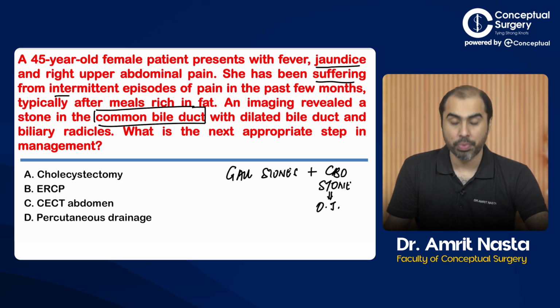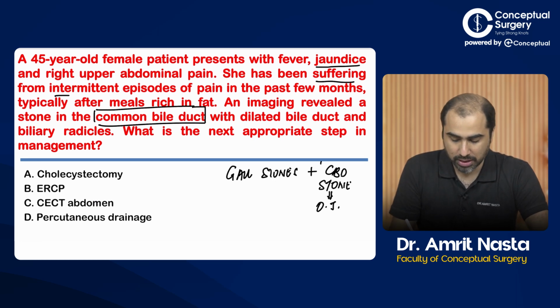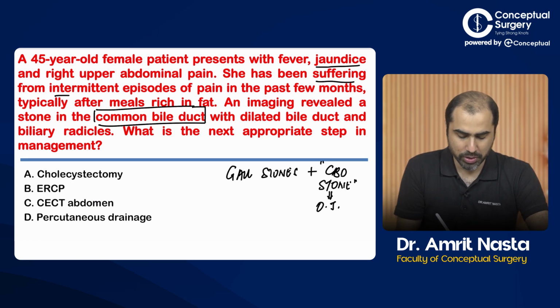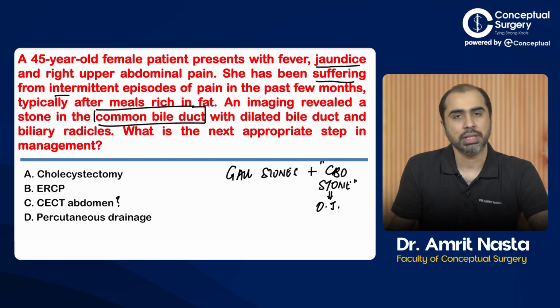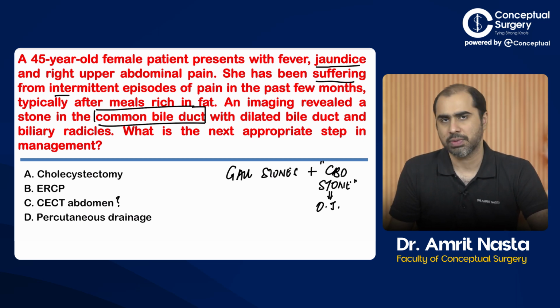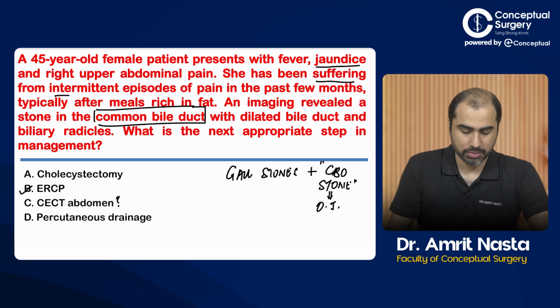What is the next appropriate step? Will I do cholecystectomy immediately? No. First, I want to tackle the stone. Do I need to do a CT abdomen? No need. I already know there is a stone. Percutaneous drainage is done when the person is having cholangitis, which is not given over here. So, plain and simple, the next step is going to be ERCP.